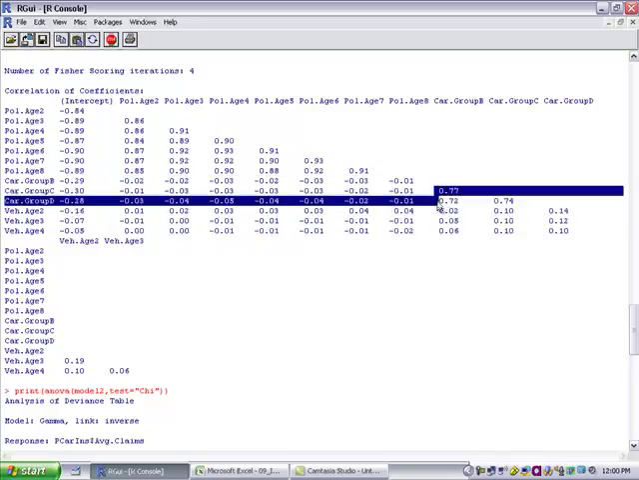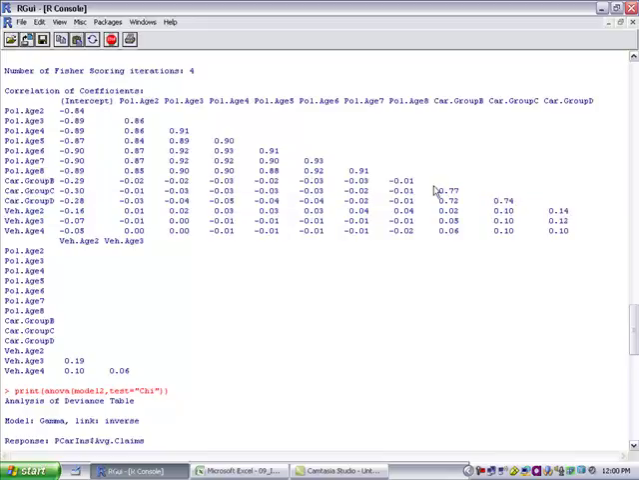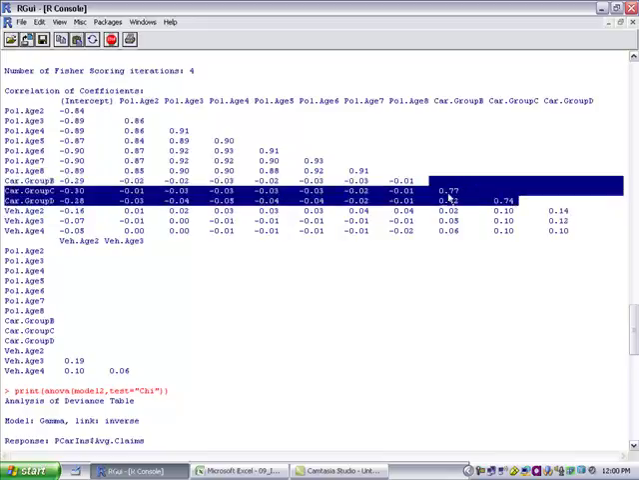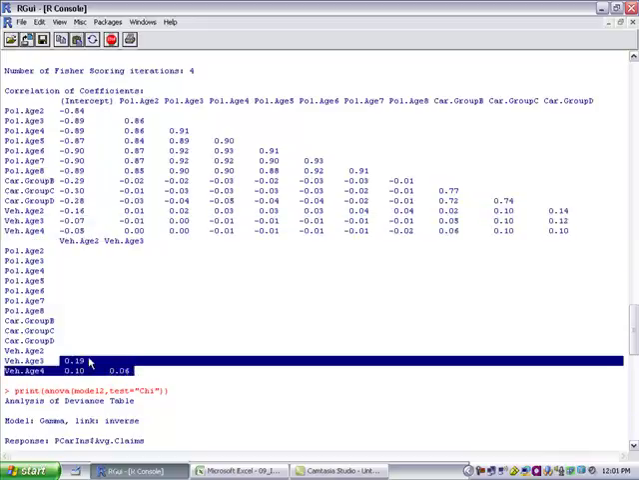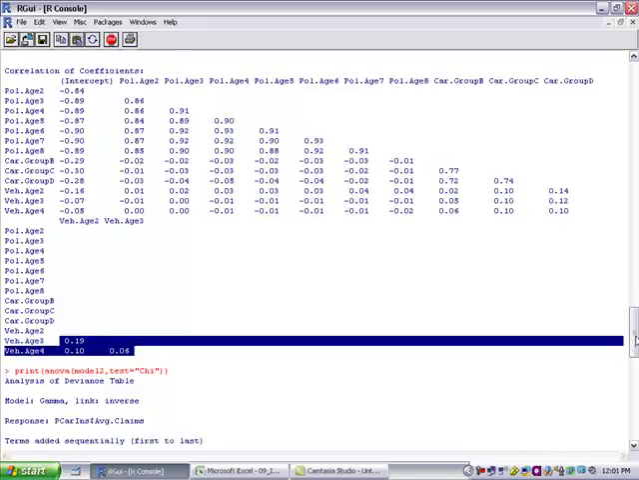Then you have car group against car group. These ones here are high again, but you are within the car groups. But car groups with vehicle age, it's close to 0, and vehicle age with vehicle age, it's relatively close to 0 too. So this gives you some information about these correlation factors, these parameters.